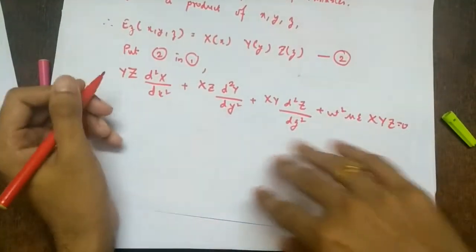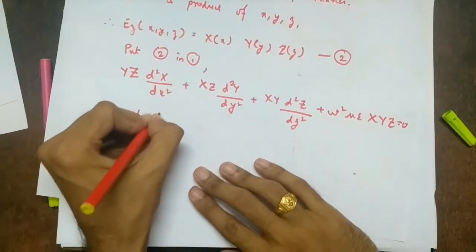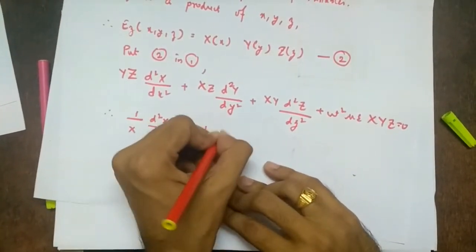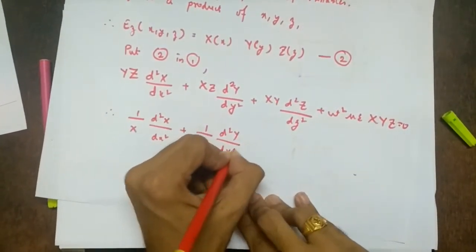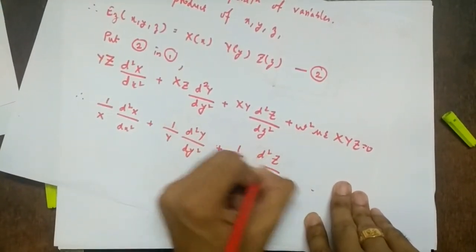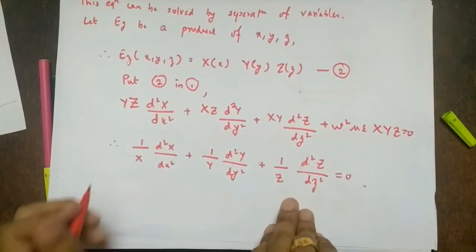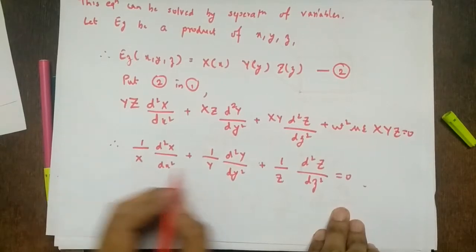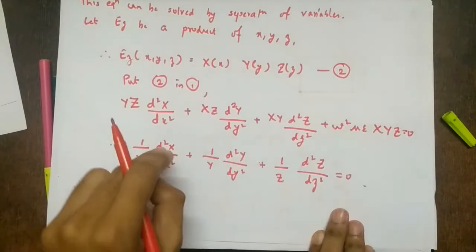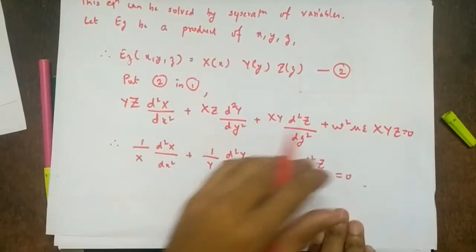What hint does it give? That we should divide by XYZ. So what will we get? Therefore 1 upon X d square X by dx square plus 1 upon Y d square Y by dy square plus 1 upon Z d square Z by dz square plus omega square mu epsilon equal to 0, right? So now what does it say? Addition of all the terms should be 0. So 0 is the constant. So what does it indicate? Each and every term should be a constant. It should not be any variable, right?